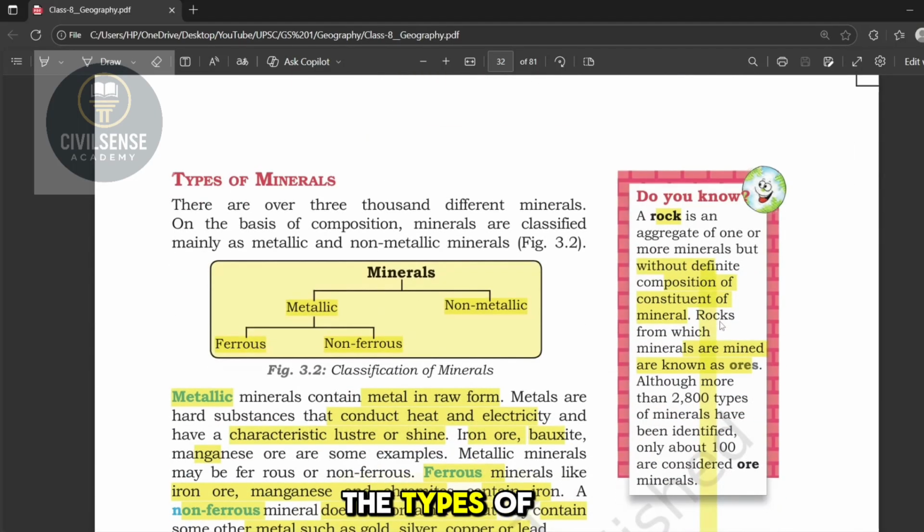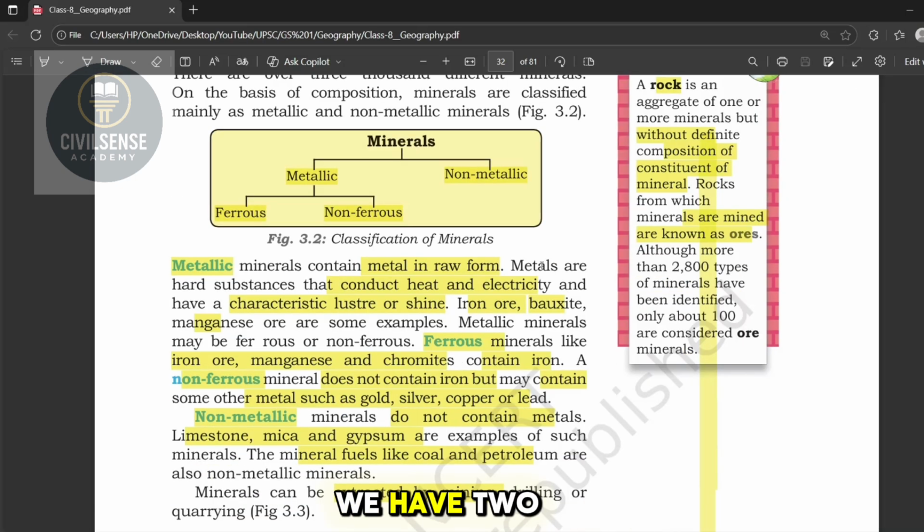Alright, before we go to the types of minerals, let's understand what is rock. A rock is an aggregate of one or more minerals, but it does not have a fixed composition of those minerals. The rocks from which minerals are mined are called ores. Okay. Now, coming to the types of minerals, they are mainly divided into metallic and non-metallic. Among the metallic minerals, we have two categories, that is ferrous and non-ferrous. Ferrous means the ones which contain iron, and non-ferrous means the ones which do not contain iron.